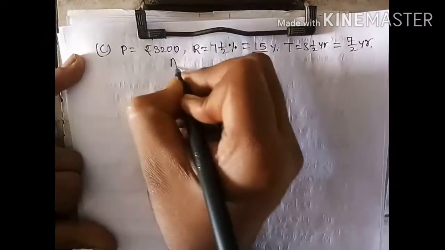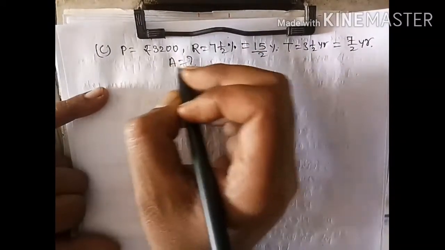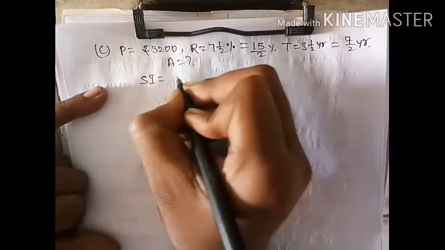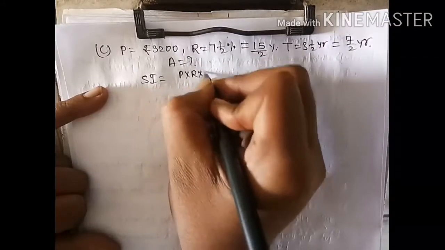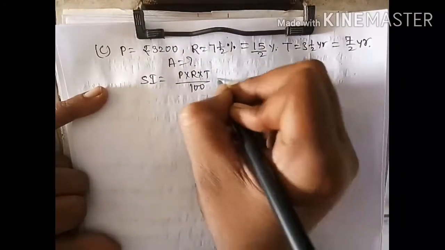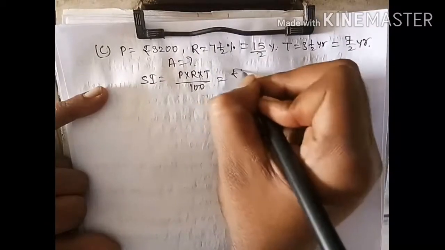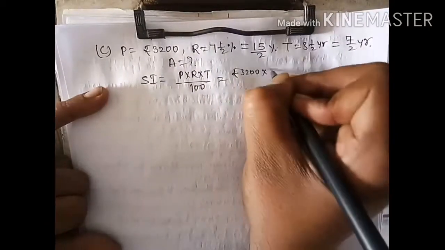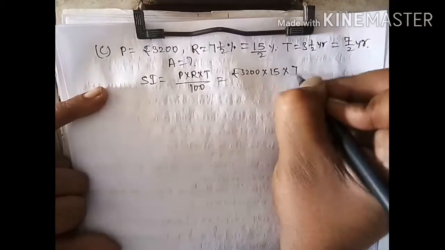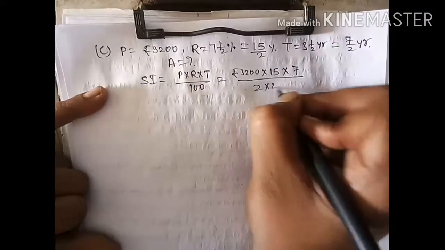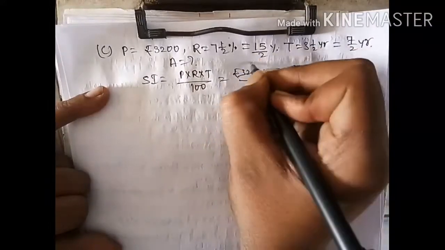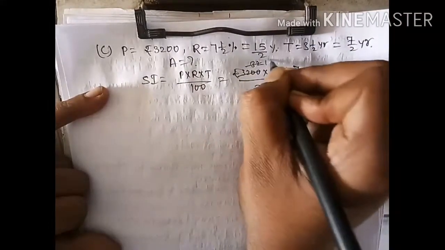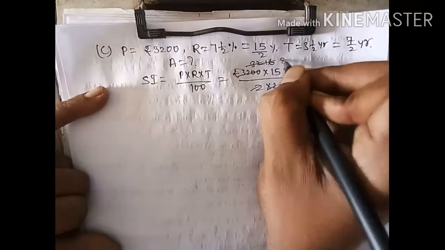Here you have to find amount, but to find amount we need simple interest, so we first find simple interest. What is the formula for simple interest? P into R into T by 100. Here P is ₹3200, R is 15/2, T is 7/2. तो 2 नीचे लिखेंगे और ये 100 यहाँ लिखेंगे. तो ये देखो कितने बार में कटा 32 टाइम्स में. अगेन 2 से कैंसिल हुआ 16 टाइम्स में, फिर 2 से कैंसिल हुआ 8 टाइम्स में.